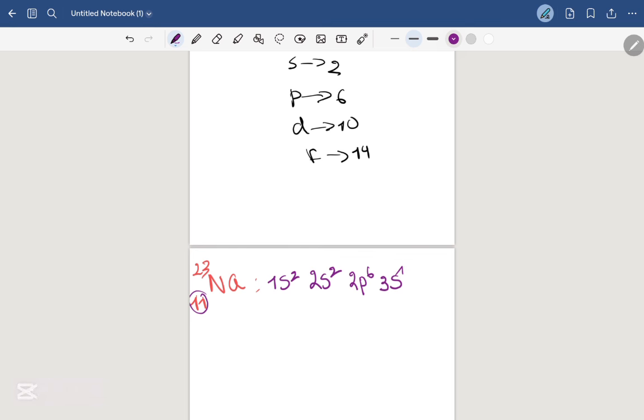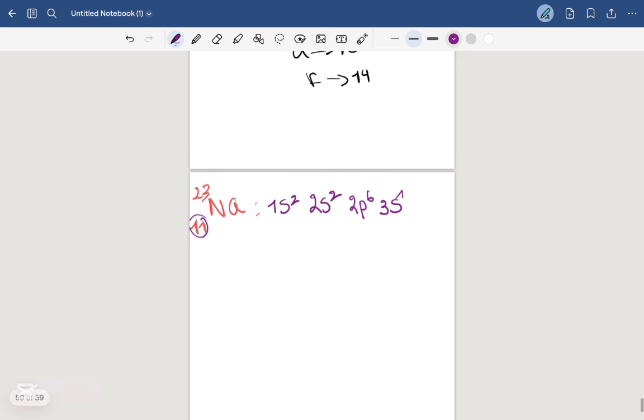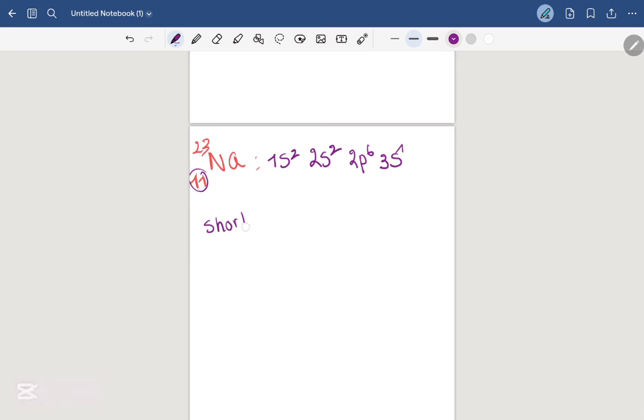Now, there's another term called shorthand configuration. What do we do? We go back to our periodic table. We will see, okay, sodium is in the 3rd period. So I will look to the noble gas before, the noble gas of the 2nd period, right? It's neon. So I will write neon. Now neon has an atomic number of 10. So that means we will remove 10 electrons and we'll be left with 3s1. This is the shorthand electronic configuration.